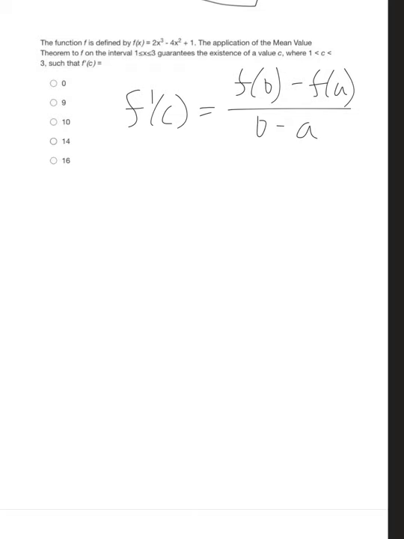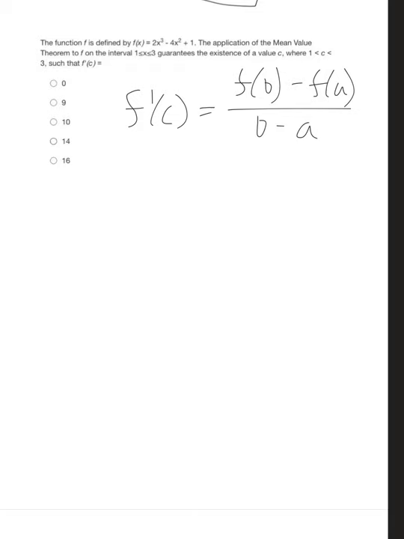Now this only works if the function is differentiable, which I have a cubic function, so that's certainly differentiable. There's no cusps or vertical tangent lines, and there's nowhere that it's discontinuous where we would have a hole, a jump, or a vertical asymptote. So the question says, guarantees the existence of a C value such that f prime of C equals what?